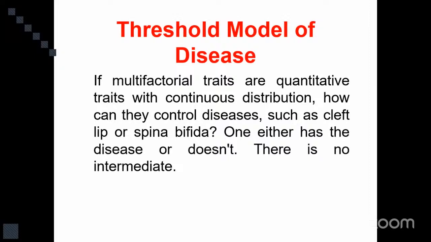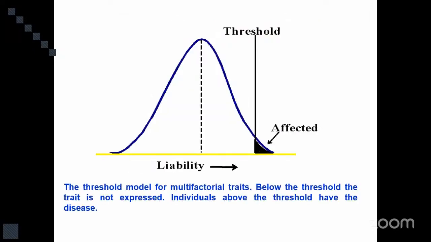Okay. Moving forward, the threshold model of this kind of scenario in multifactorial or quantitative continuous distribution. And how can they control such diseases as scabies, spina bifida, and issues like that? So that is what we are going to actually see. What actually happens is that there is a threshold for the disease to actually manifest. And how will the disease manifest?